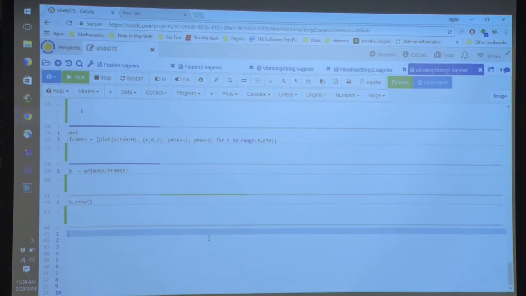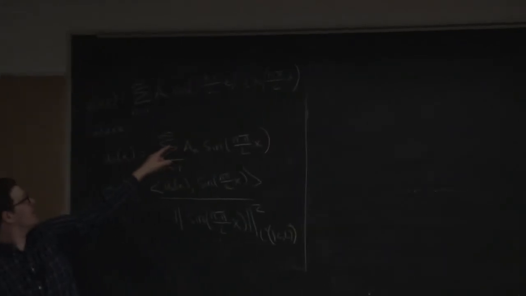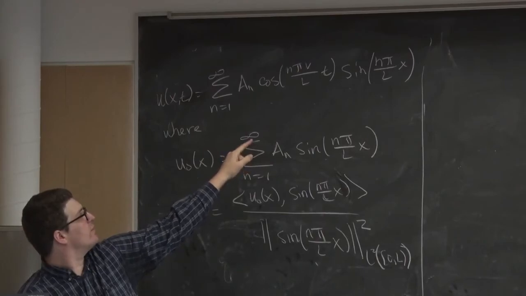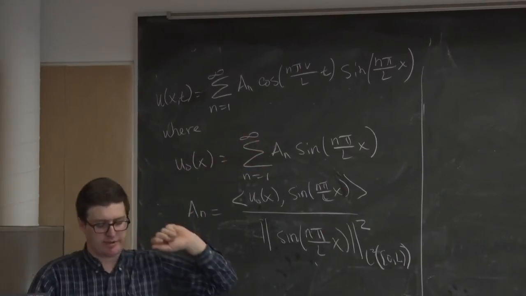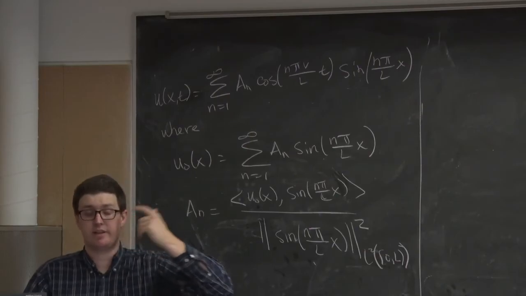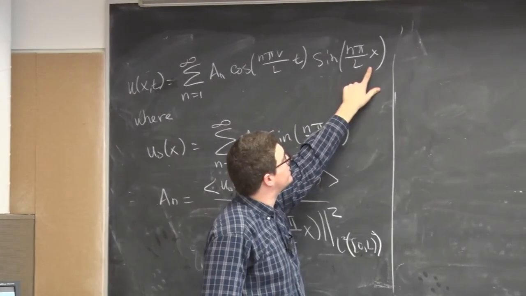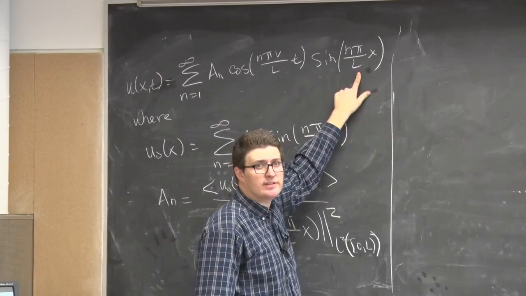Any questions while this is going? Will it still force it to go back down to 0 at your boundaries? It'll force it to go back down to 0, yeah. And that's forced by the sine there. You can see that if you plug in x equal to 0 here, this thing is going to be 0. So that forces it to be 0.